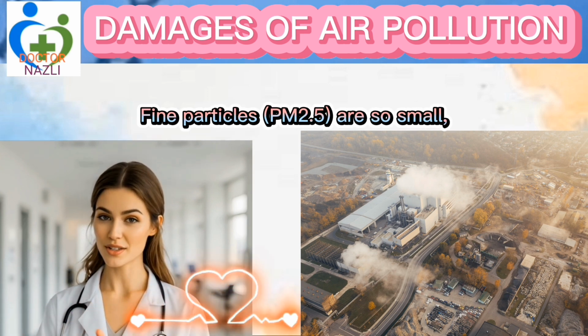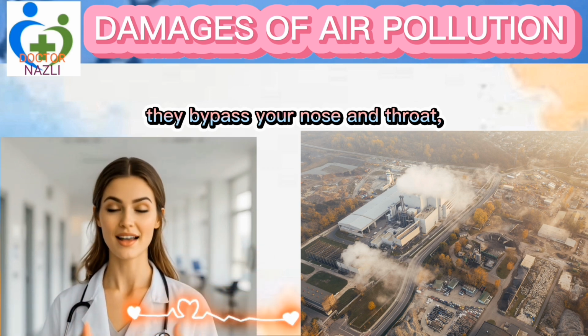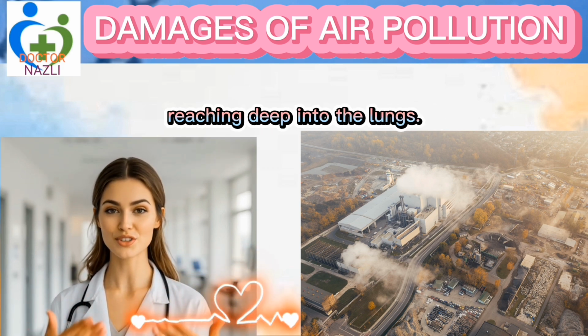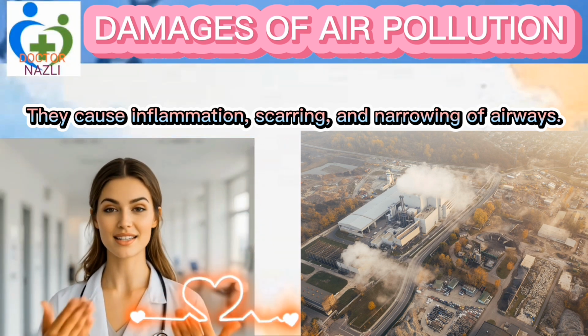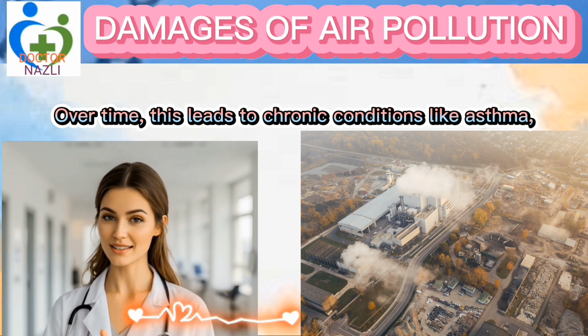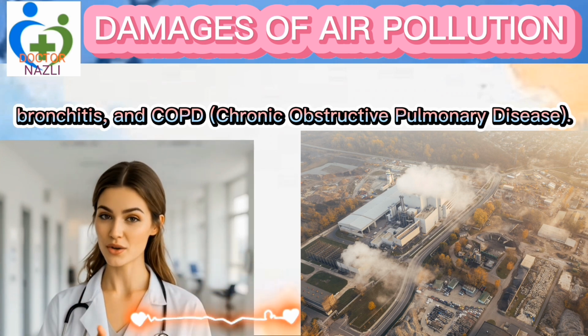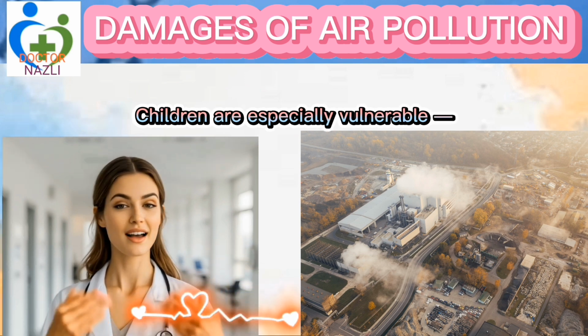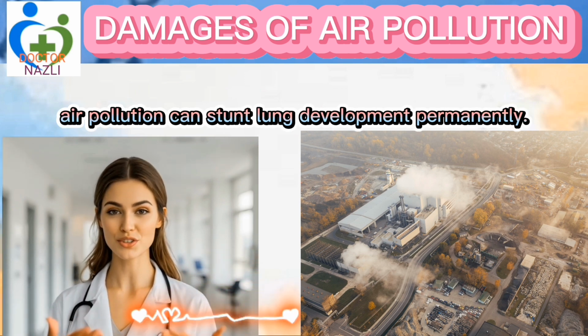Fine particles, PM2.5, are so small they bypass your nose and throat, reaching deep into the lungs. They cause inflammation, scarring, and narrowing of airways. Over time, this leads to chronic conditions like asthma, bronchitis, and COPD, chronic obstructive pulmonary disease. Children are especially vulnerable. Air pollution can stunt lung development permanently.